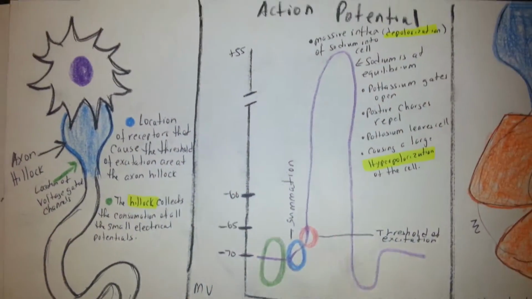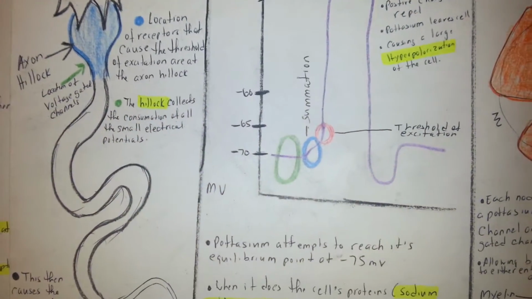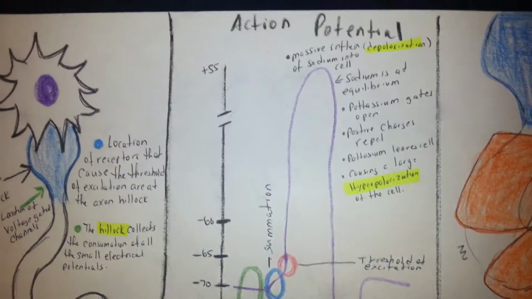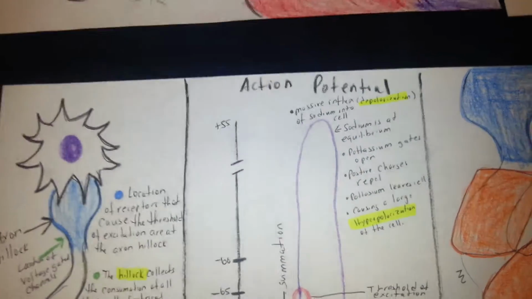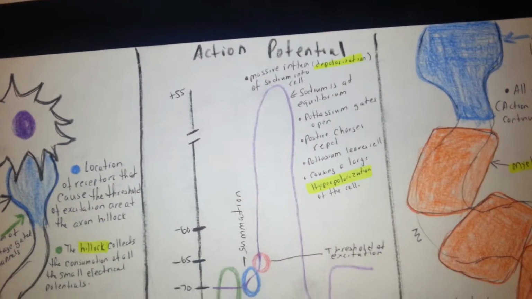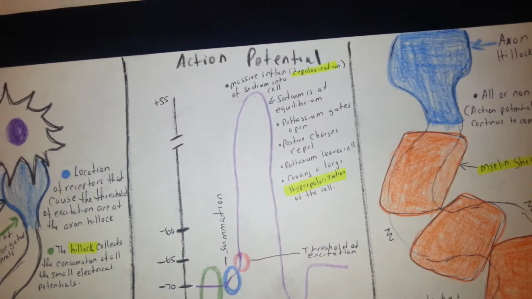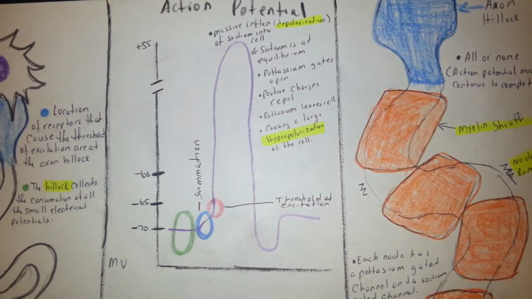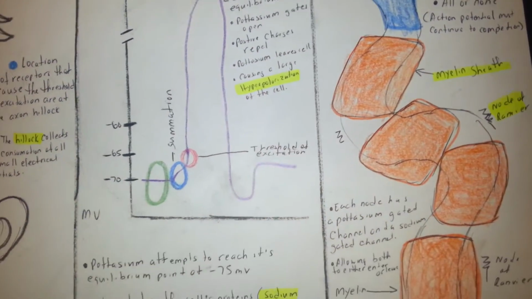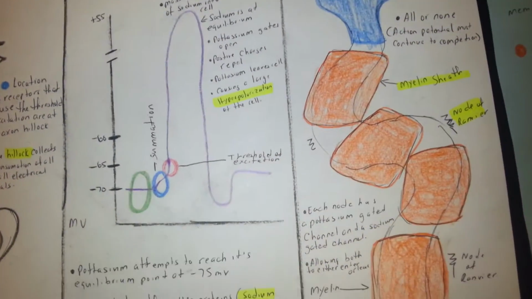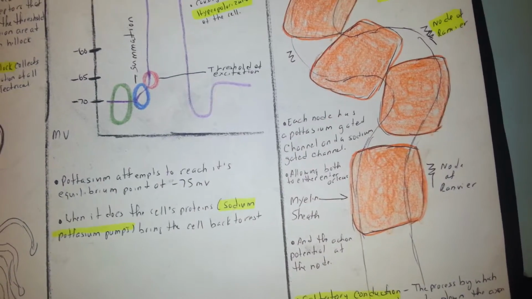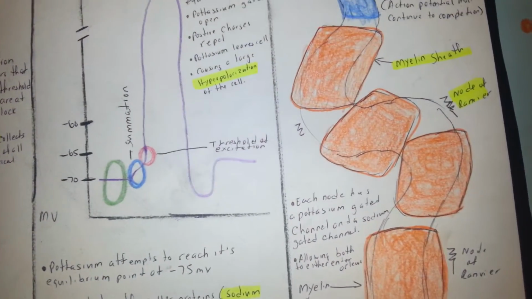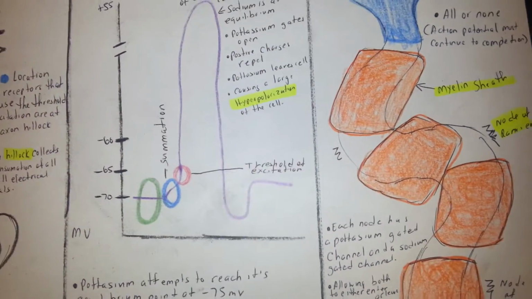So, all this excitement happens. The cell is taken out of rest. Sodium enters the cell, causing a threshold of excitation. A massive influx of sodium into the cell. Potassium gates open. Potassium channels open. They pour into the cell. Sodium and potassium begin to repel each other. Potassium leaves the cell, causing the cell to drastically drop, causing the cell to hyperpolarize, ultimately going back to the resting state.